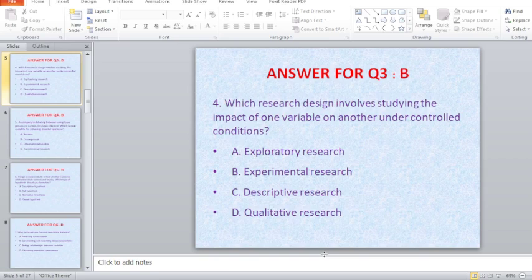Question number 4. Which research design involves studying the impact of one variable on another under controlled conditions? A. Exploratory research. B. Experimental research. C. Descriptive research. D. Qualitative research. The answer for this question is B, experimental research.